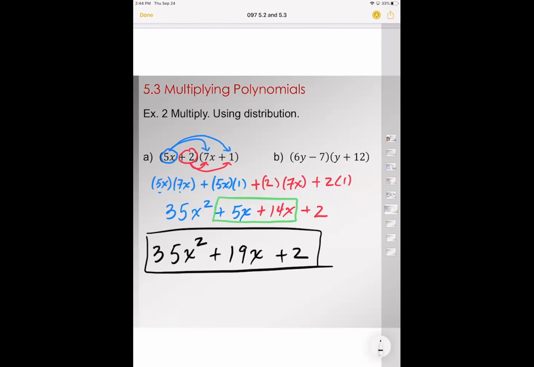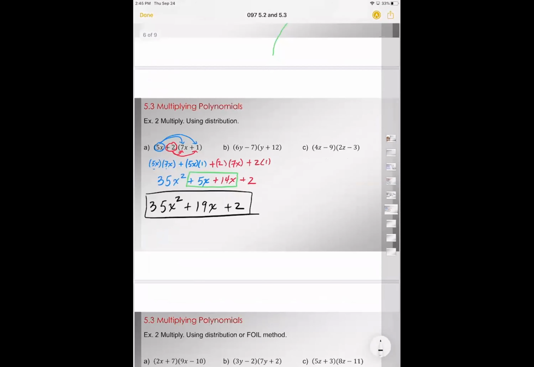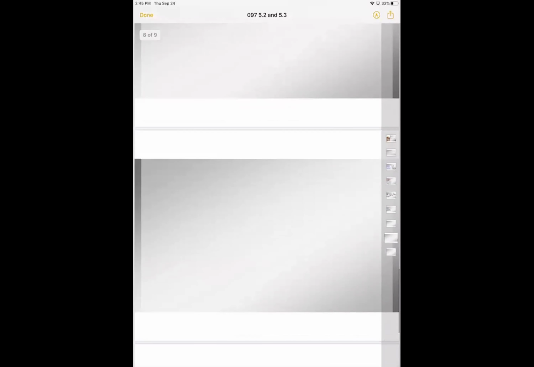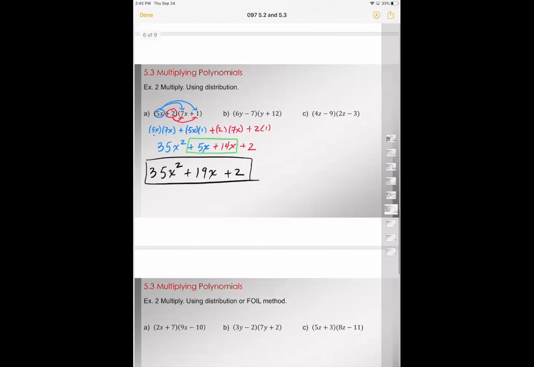Okay, so question A is done. Let me do B on another page since I'm running out of room. 6y minus 7 times y plus 12. So if we have this problem, this is my B problem: 6y minus 7 and y plus 12.